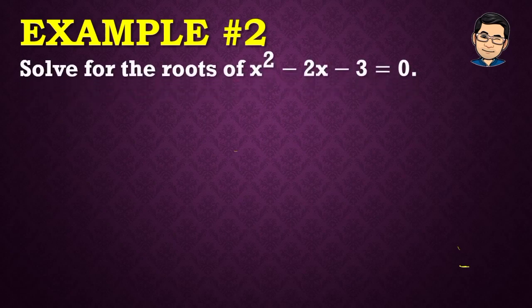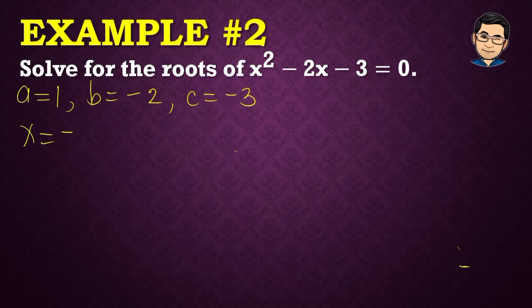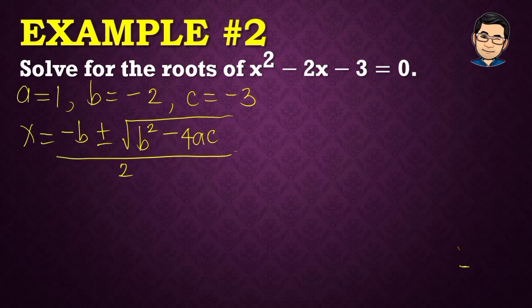So, let's have example number 2. Solve for the roots of x squared minus 2x minus 3 equals 0. So, the values of a, b, and c, a equals 1, b equals negative 2, c equals negative 3. So, and then, let's apply the quadratic formula. X equals negative b plus minus the square root of b squared minus 4ac all over 2a.